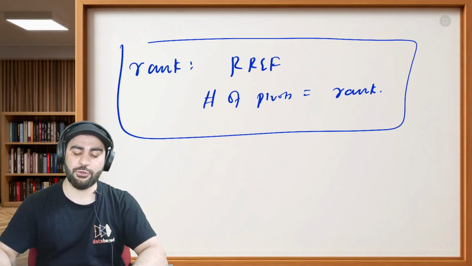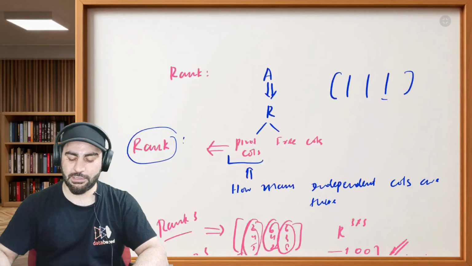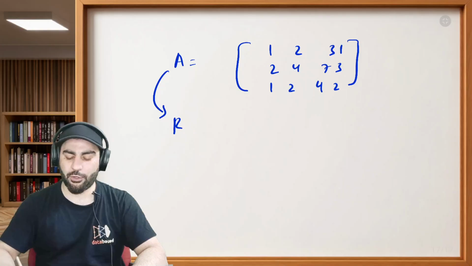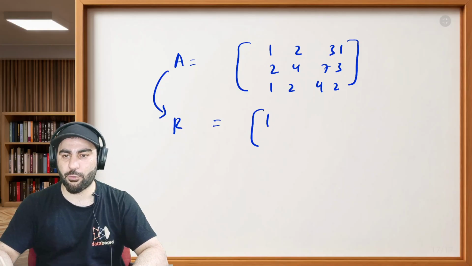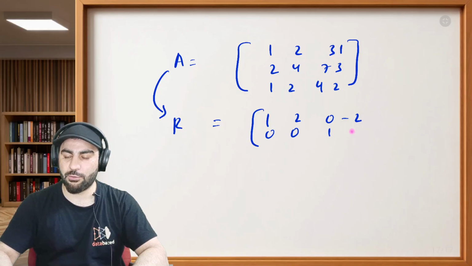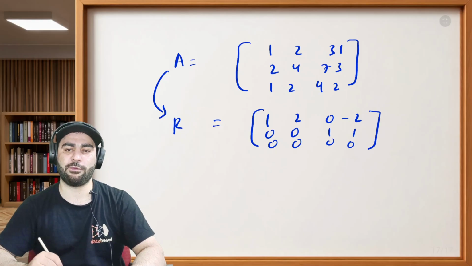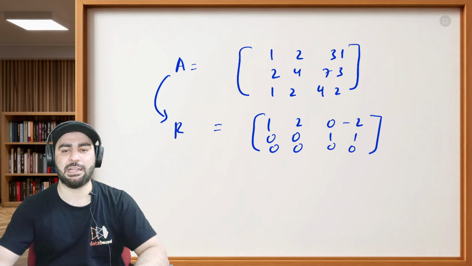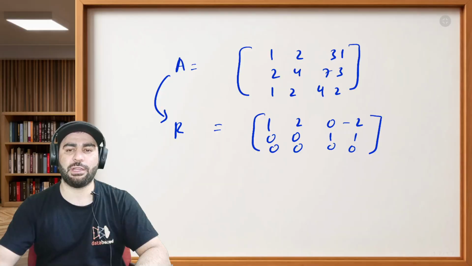So now you have this algorithm that we saw. Now A will be reduced to R. If you operate on this, you will get something of this sort: 1 2 0 minus 2, then 0 0 1 1, and 0 0 0 0. This is the row reduced echelon form. I just wanted to give you a different perspective. If you have to apply this algorithm onto it, the first thing is to find the pivot columns. You clearly know what pivot columns are.